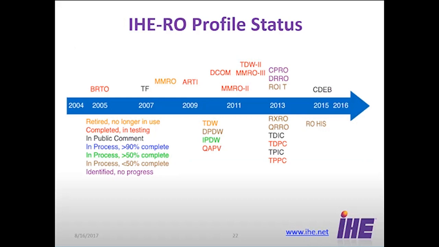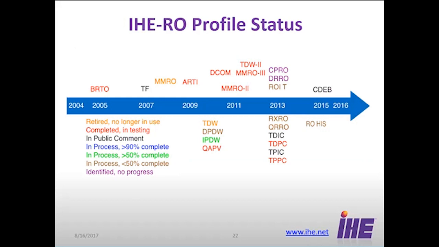And if you look at this and you're not familiar with IHE-RO, you may say, well, what do all these letters mean? In the following slides, I do explain these. But this is to give you an idea of all the work that's been going on in IHE-RO since the start, and the color coding tells you where they're at. So you can see there's a whole pile of them. There's some in public comment. There's a few that are retired and no longer in use.